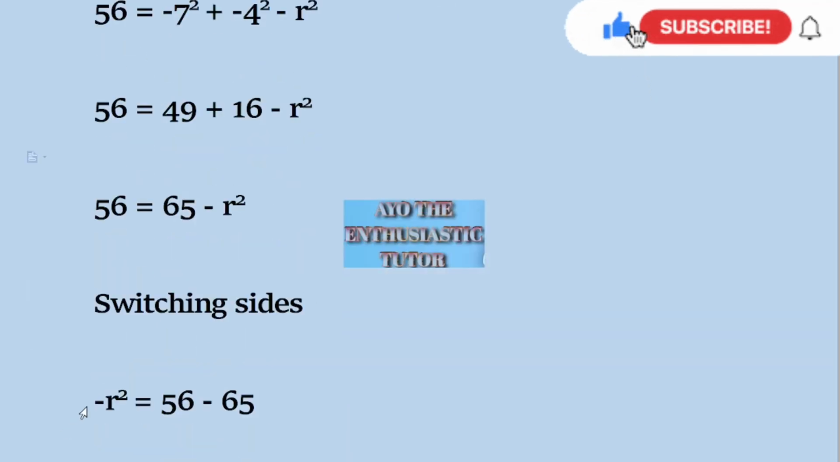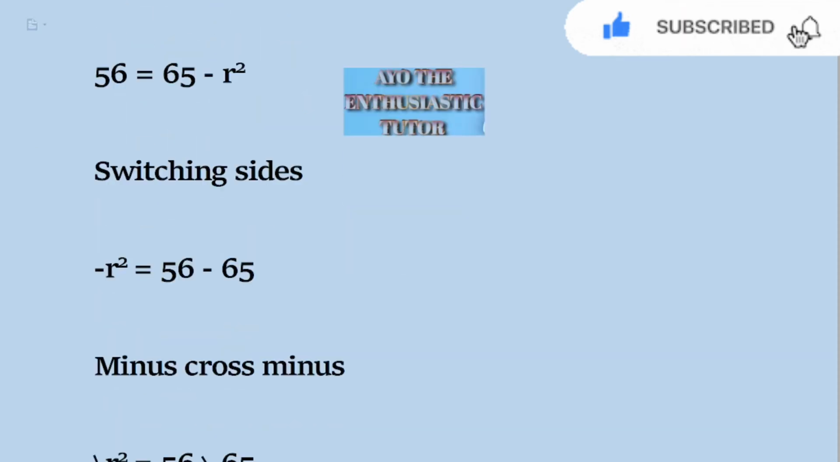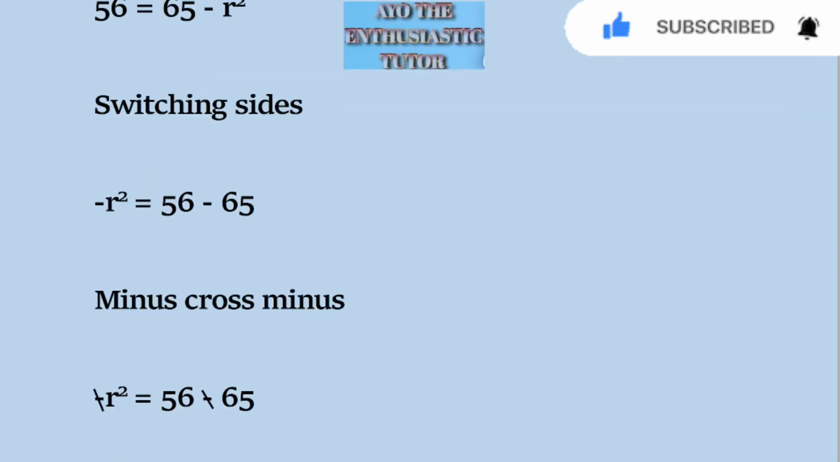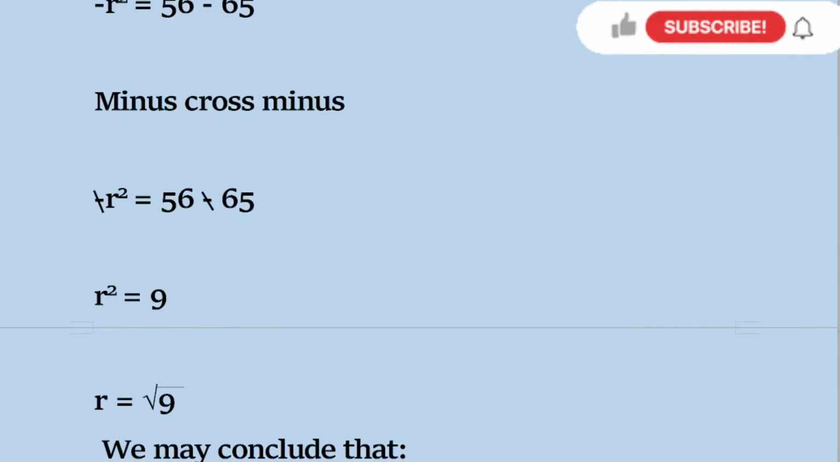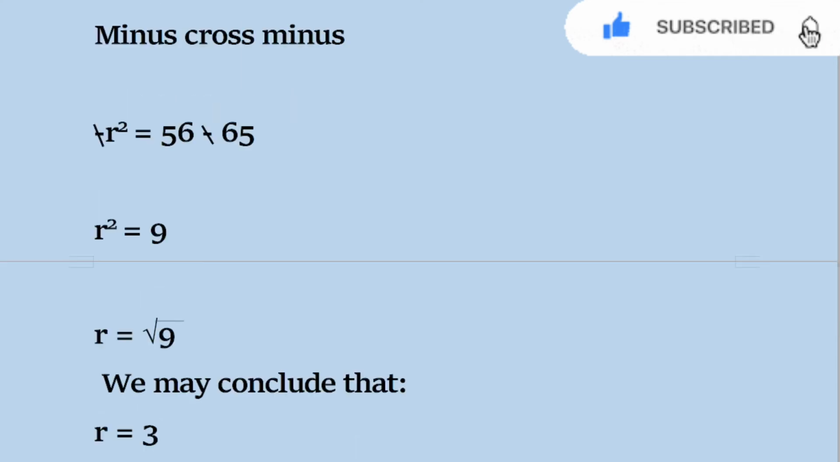Switching sides, we have negative r raised to power 2 equals 56 minus 65. We have minus cross minus, so we have r raised to power 2 equals 9. To get rid of the square, we may then say r equals the square root of 9. Then we may conclude that r equals 3.